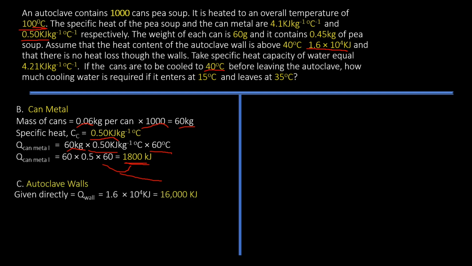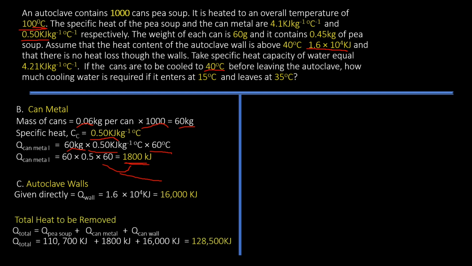Before we go to that, the heat for the autoclave wall has been stated in the question: 1.6 times 10 raised to the power of 4 kilojoule, which is also the same thing as 16,000 kilojoule. Yeah, that one has been stated. So now, what is the total heat that water has to absorb?